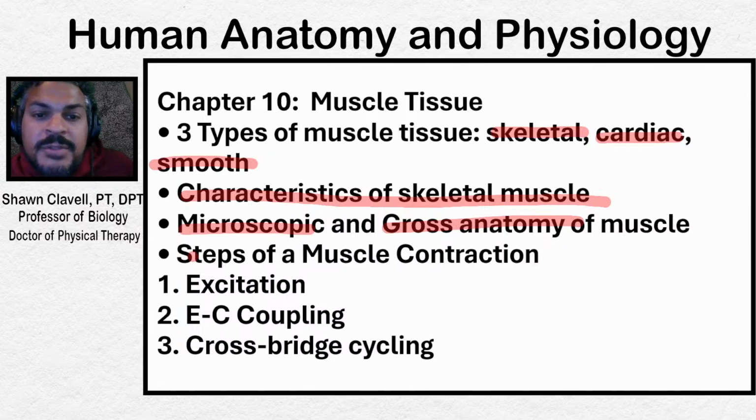And then finally, for Chapter 10, a big component that you want to be familiar with is the steps of a muscle contraction. So you have excitation, contraction, coupling, and then cross-bridge cycling. These are the three components of the muscle contraction that you should be familiar with.